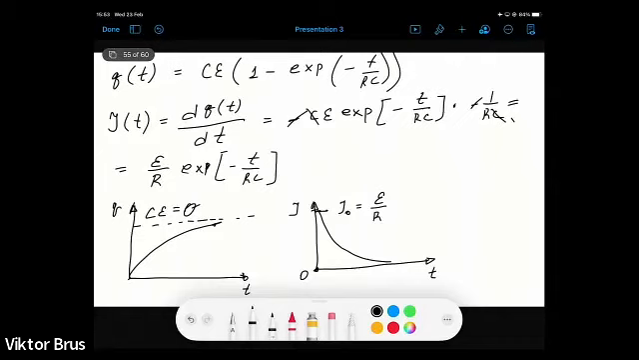You can also later check by yourselves what will happen if we have an already charged capacitor and it will discharge via a resistor. So how electric charge and current will change in that case. But overall principles are very similar and it will be easier to understand. So, okay, with this, I would like to finish our discussion. If you have questions, you're welcome.